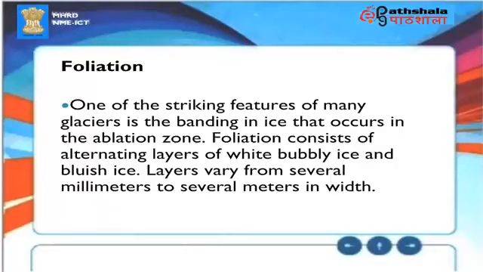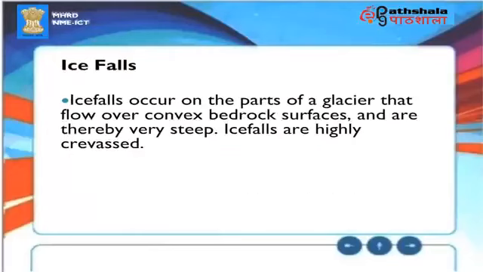Foliation. One of the striking features of many glaciers is the banding in ice that occurs in the ablation zone. Foliation consists of alternating layers of white bubbly ice and bluish ice. Layers vary from several millimeters to several meters in width.